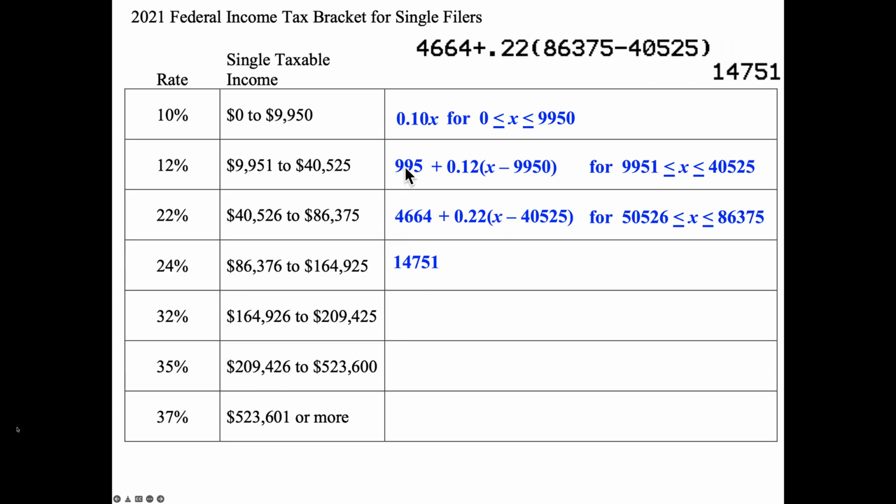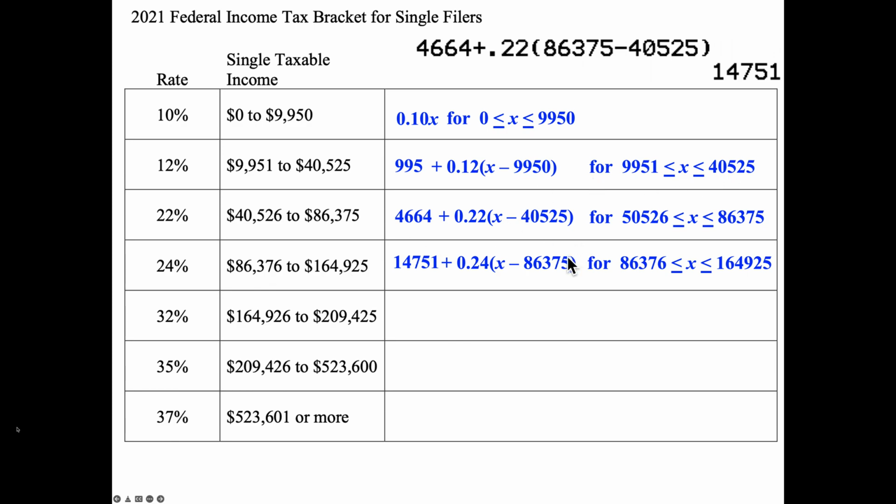So again, all these first numbers are the max out of the previous lines. All of them, not just one, all of them. Plus, okay, 24%, 0.24, times my binomial, x minus, go grab that 86,375 again, and there is my function. But it only works for those dollar values. All right? Everybody's starting to see the pattern.